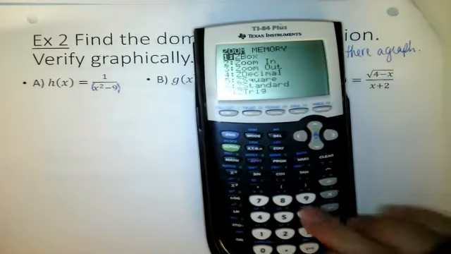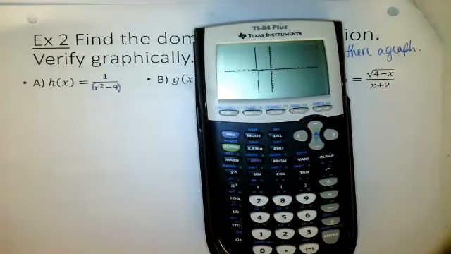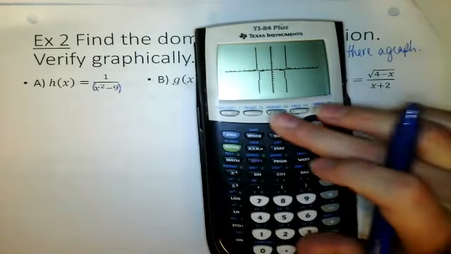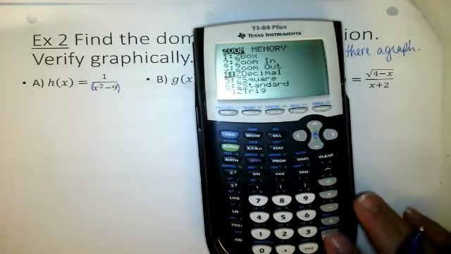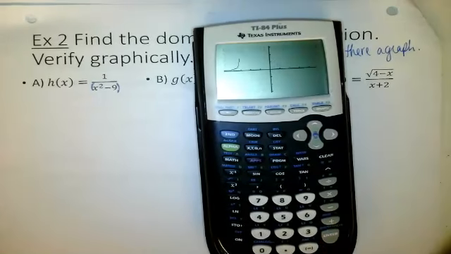And then I'm just going to do a zoom standard, and you can see, oh, it's kind of weird looking. Huh. Not a great picture. So I'm going to change my window, and I'm going to do a zoom decimal. Zoom decimal brings it into like a 4x4 window, -4 to +4. And you can see a little bit more of the graph.